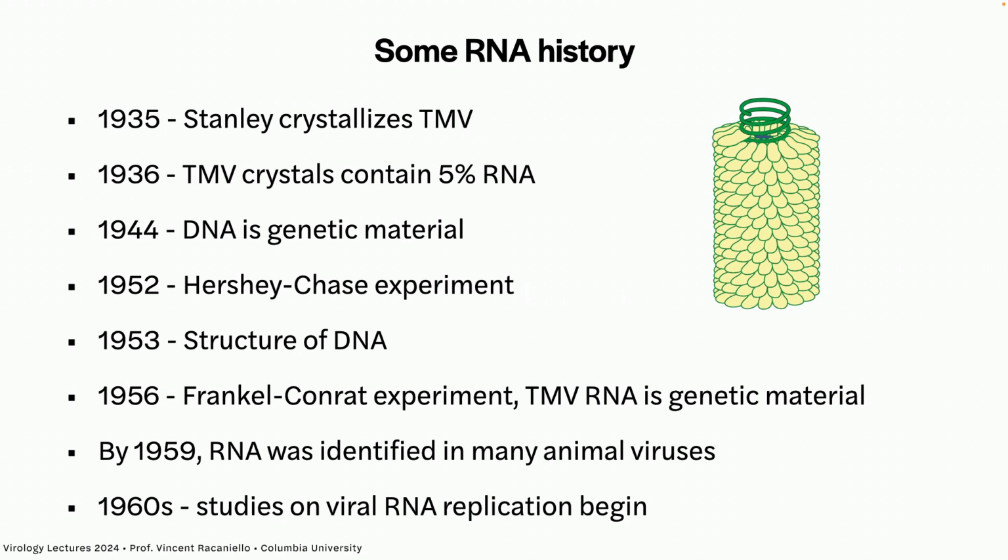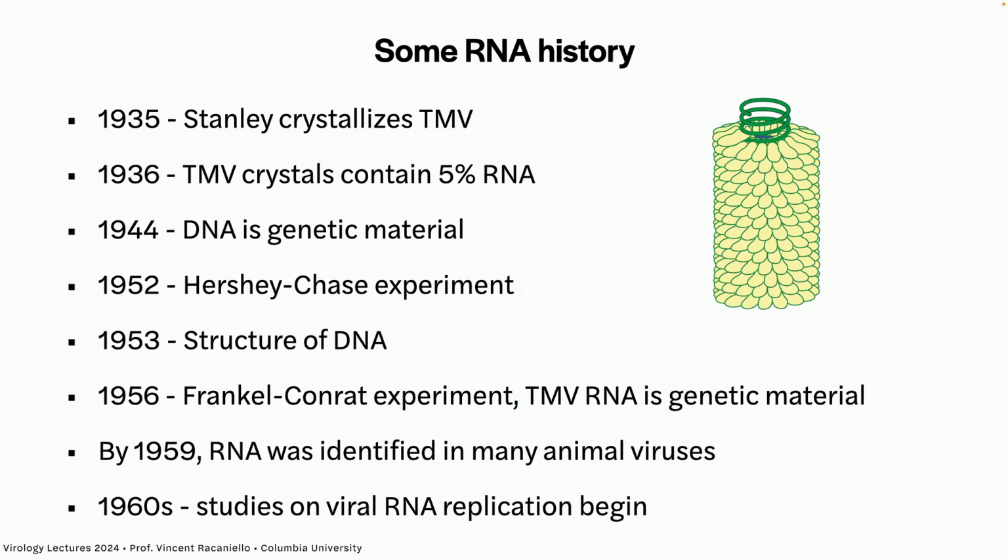1944, we learned that DNA is genetic material. 1952, the Hershey-Chase experiment, which we talked about, showing DNA is the genetic material of viruses. And 1953, the structure of DNA is solved. By the way, that's the year of my birth. That's why I am a scientist, because big discovery that year. Actually, there are other things that happened that year, too.